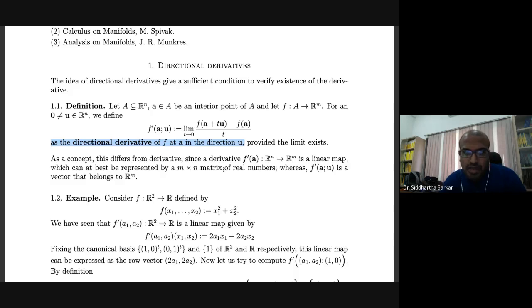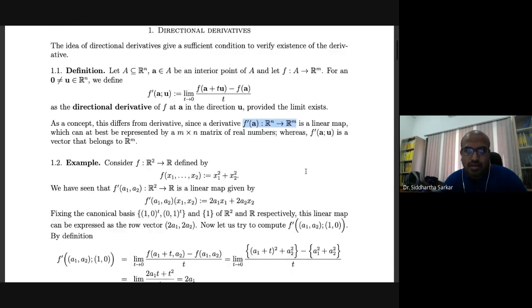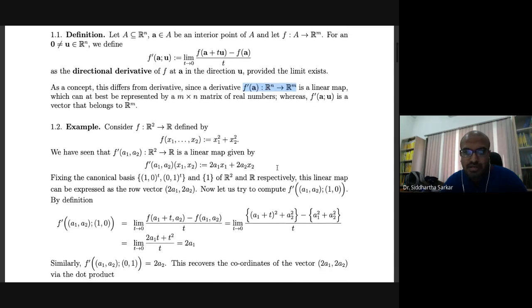Okay, so we need to try to understand what its relationship is between the original derivative, which is a linear map, and the directional derivative. So let's try to figure out an example first. Think of this function from R2 to R defined by x1 square plus x2 square. There was an exercise earlier in lecture 1.